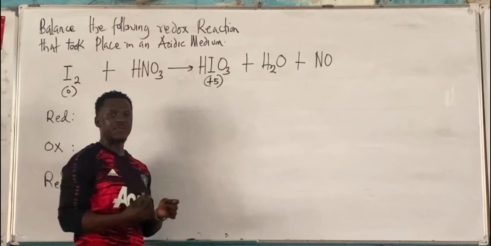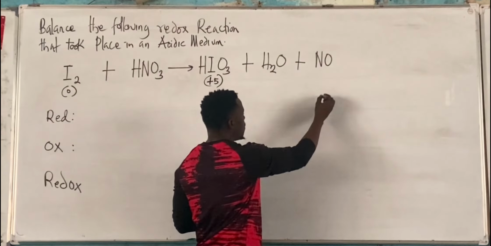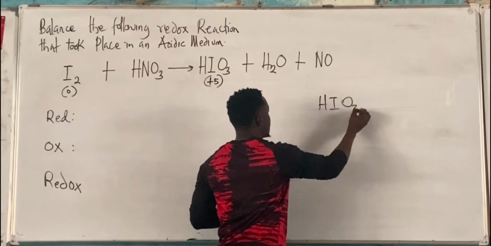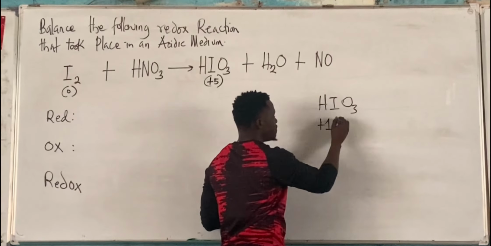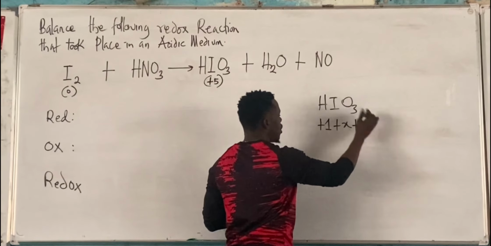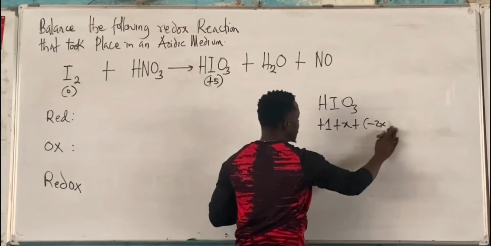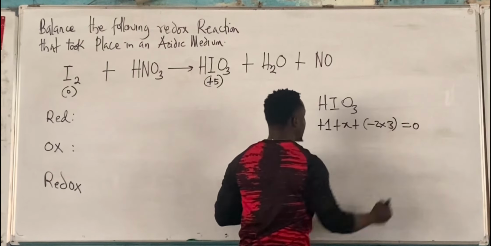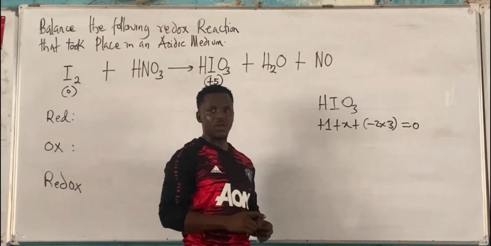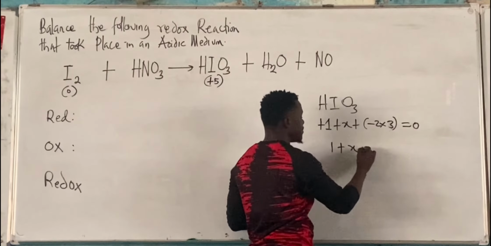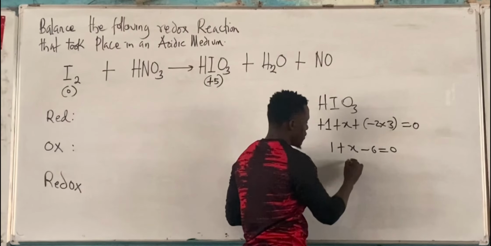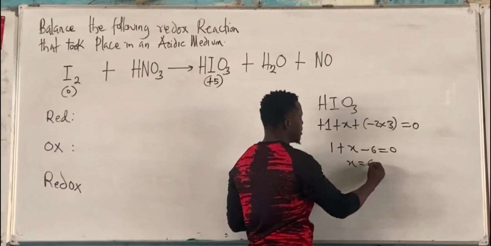Now how do I get this plus 5? If you solve for the oxidation number of iodine, let iodine be x. Hydrogen is always plus 1. So hydrogen plus iodine x plus oxygen, minus 2 times 3, equals 0, because this guy is actually a neutral compound. So this is 1 plus x minus 2 times 3 equals 0, which is 1 plus x minus 6 equals 0. x equals plus 5.